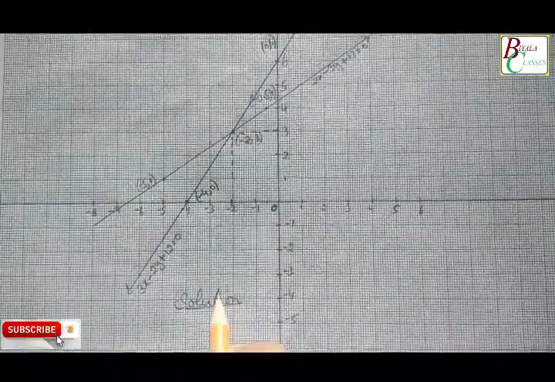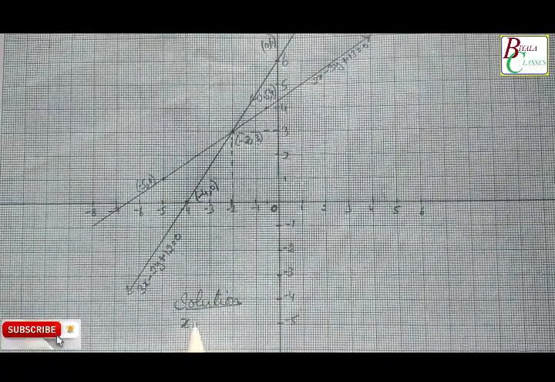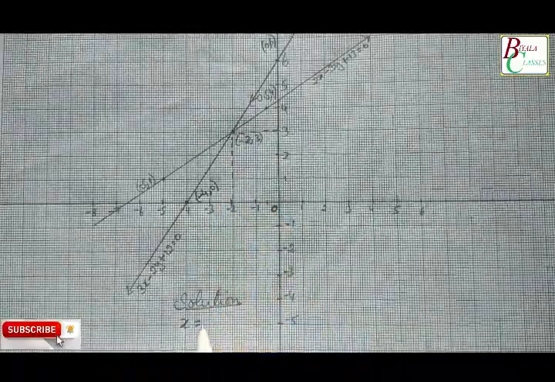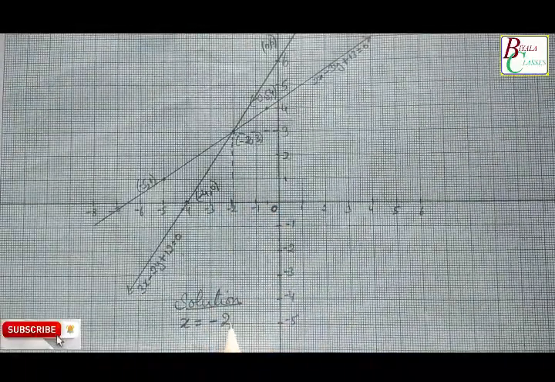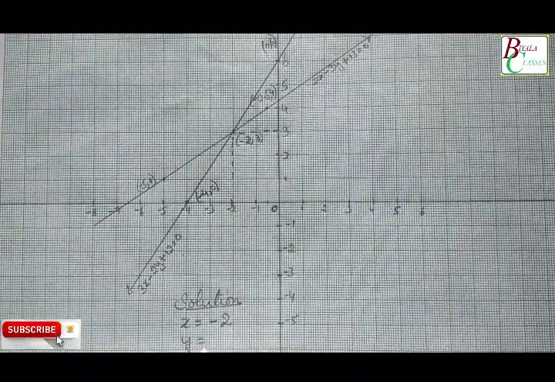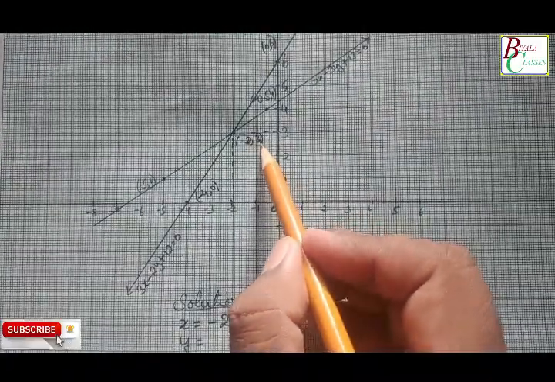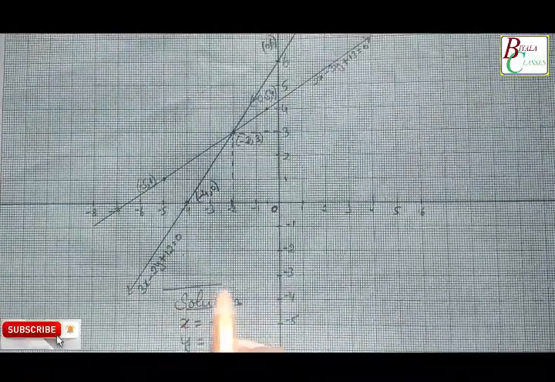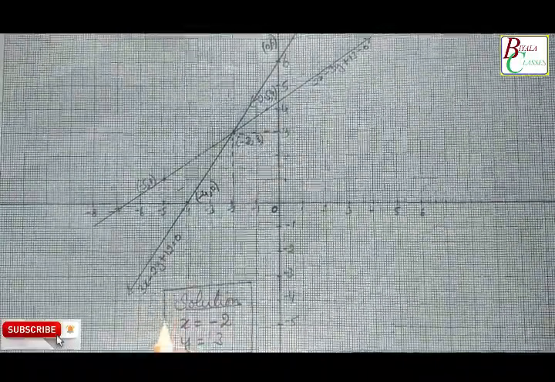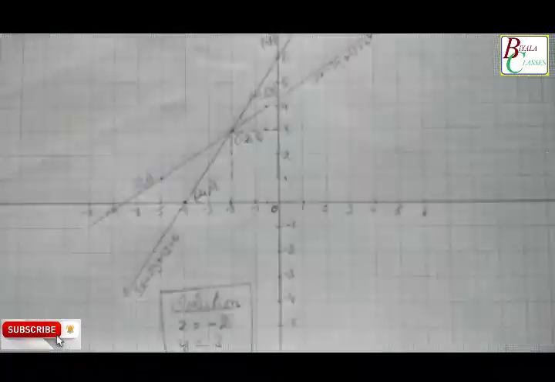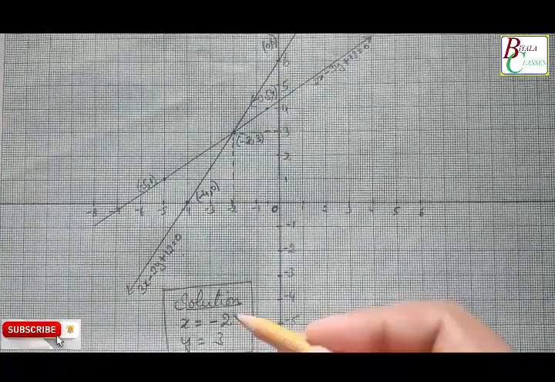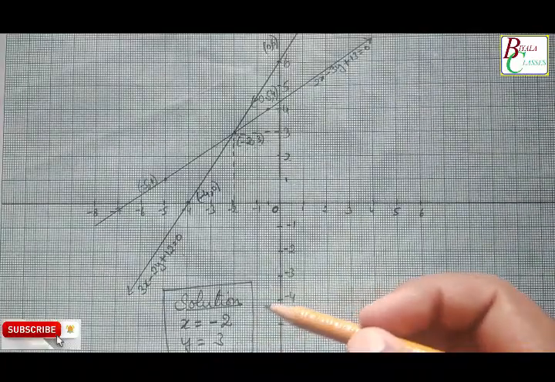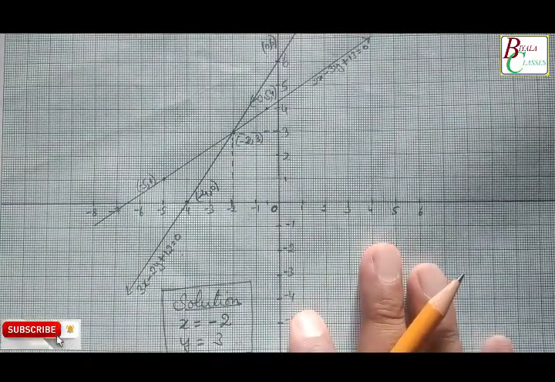So as a solution, x is equal to the x coordinate of this point, that is -2, and y is equal to the y coordinate of this point, that is 3. So in this way we have solved the given linear equations graphically, and we got the solutions as -2 and 3. So this is how it is to be done.